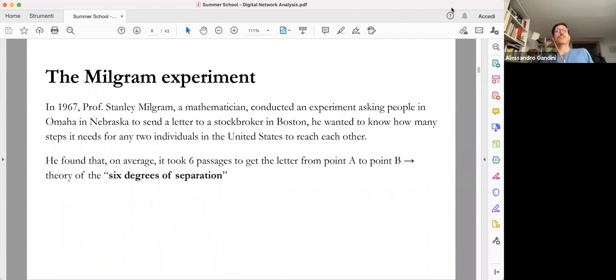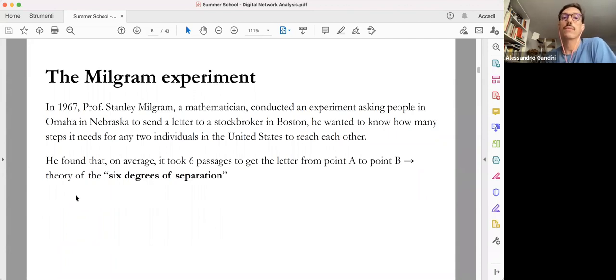One of the most famous researches done with social network analysis is the Milgram experiment, which is an experiment that Stanley Milgram, a mathematician, conducted in the US, essentially asking a set of contacts to pass on a letter from a point to another. So from Omaha in Nebraska to Boston, at different times, through different paths, using their own personal contacts to do this. And he then kept trace of these different passages.